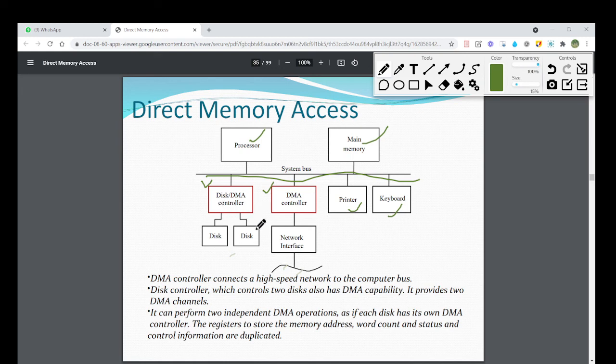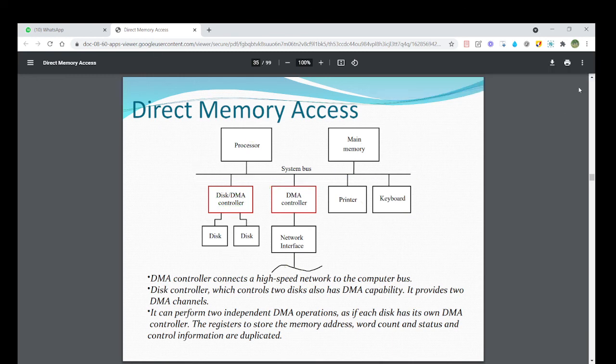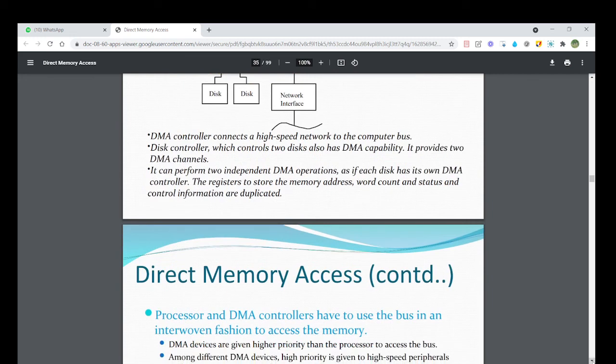So with this, it is going to give us the impression that even though we are having a single DMA controller, this disk is having one DMA controller and this disk is having another DMA controller. The registers to store the memory address, the word count, and the status and control information are duplicated. So whatever information is required for transmitting the data is taken care of by this DMA controller. So that is in short what a DMA controller is, and with the help of the diagram, how we can use this DMA controller.